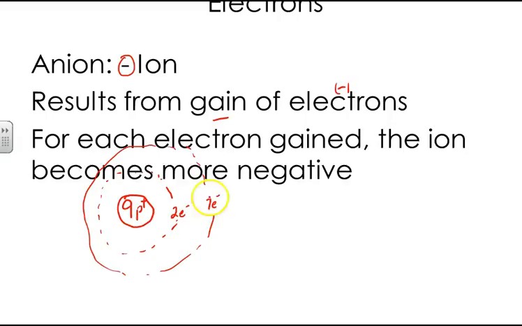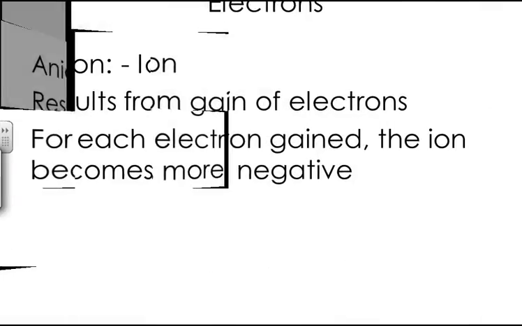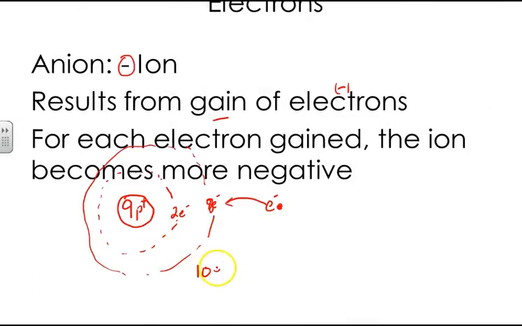Then right now we've got 9 positives and 9 total negatives. This would be neutral. However, if we add an electron to this ring to give 8 electrons, we now have 10 electrons and 9 protons. So this is positive 9 plus a negative 10, that equals negative 1. So this would be an anion with a negative 1 charge.